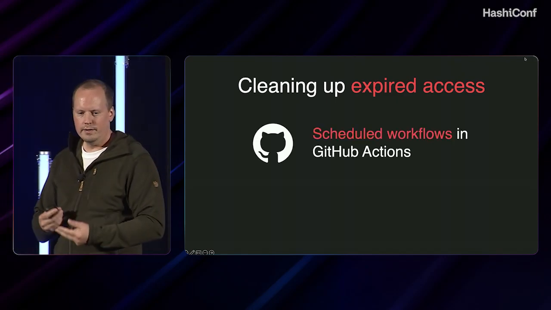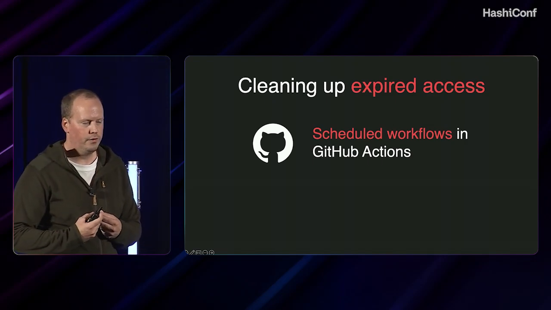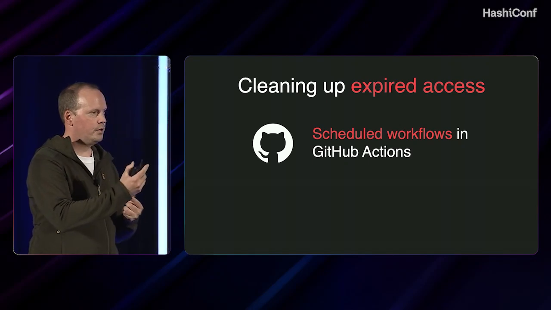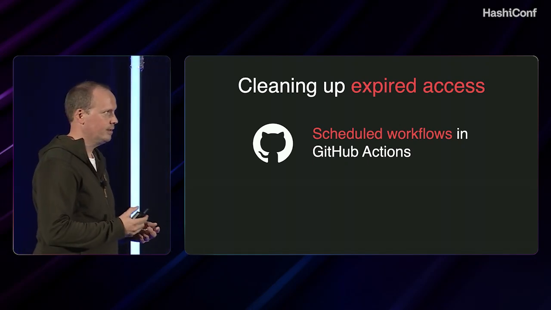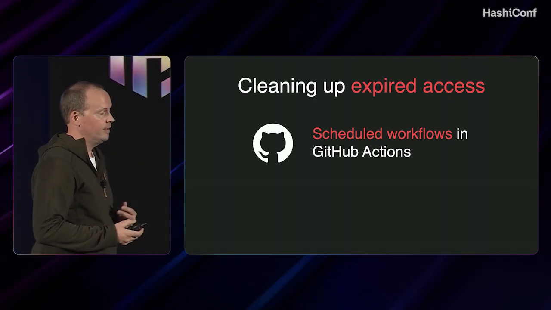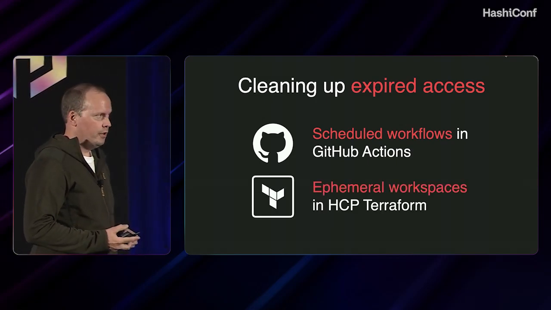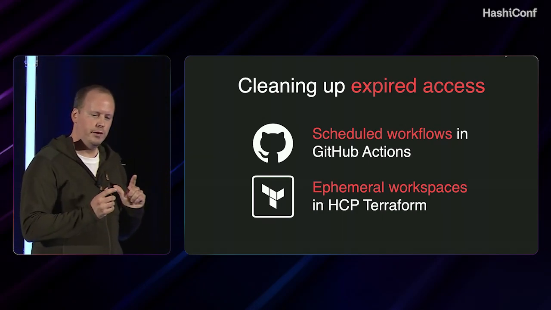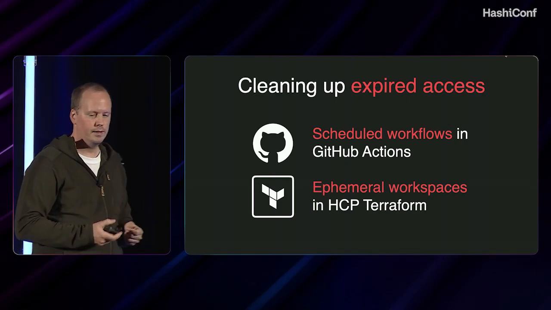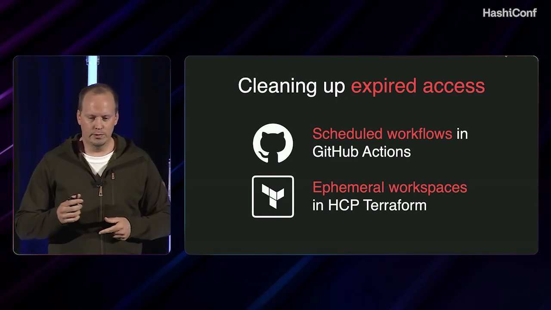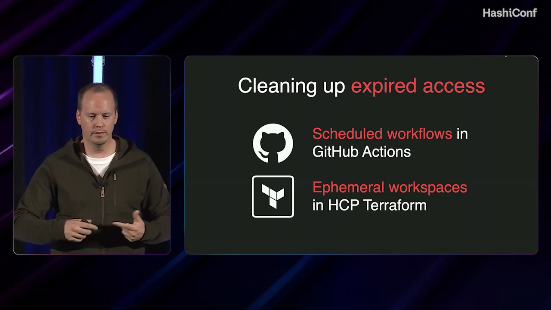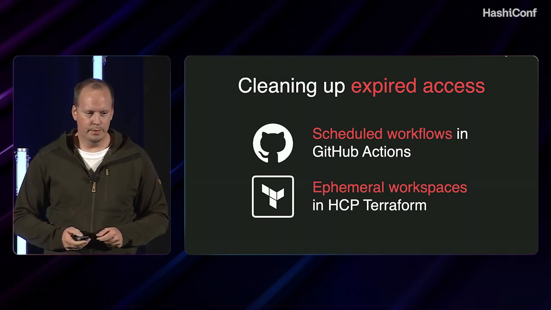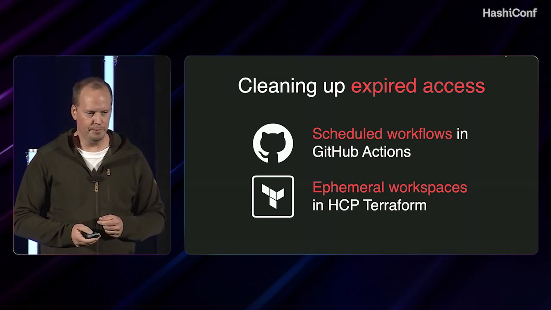So you have a few options for this. I would say the easiest is to use scheduled workflows in GitHub Actions. This allows you to periodically trigger a workflow that goes through your list of issues and closes and revokes access for any access request that has expired. However, if you were using Terraform as the middleman to set up the resources in Boundary, one very elegant solution would be to use ephemeral workspaces in HCP Terraform. This allows you to set a specific time when resources will be destroyed. There are pros and cons with both solutions here, but use the one that makes sense for you.